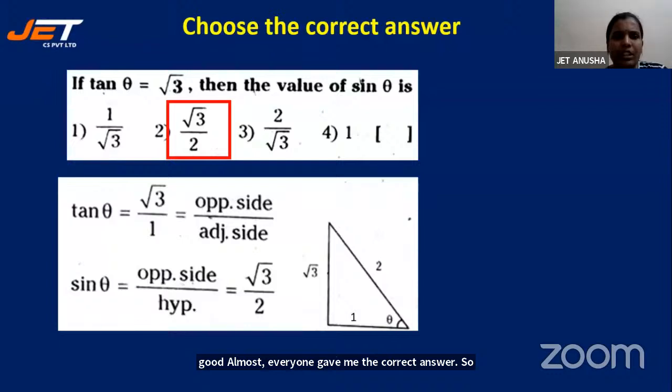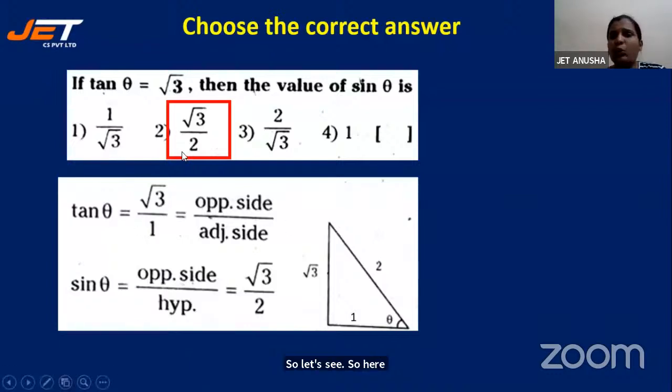So let's see. Here, tan theta is root 3, which can also be written as root 3 by 1, right? So what is the formula of tan theta? Opposite side by adjacent side. You have to draw a right angled triangle. Here we are taking it as theta. So root 3 by 1 is opposite by adjacent. Here root 3, here 1. So by using the Pythagoras theorem, you need to find the other side. Then you can substitute in the sin theta formula. Sin theta is nothing but opposite side by hypotenuse, that is root 3 by 2. Ramcharan, be careful. So let's see the next one.